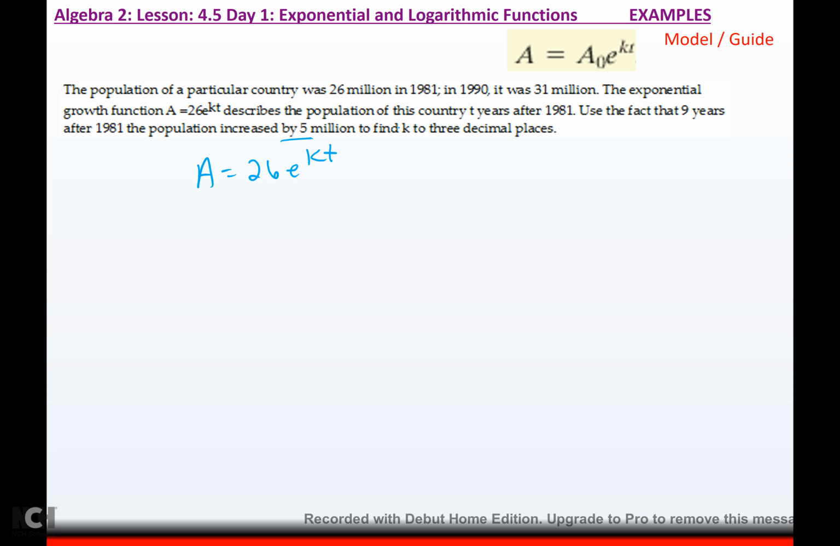Okay. So, whatever it was, here's the initial amount. Okay, it was 26 million. If you want the final amount, they told you that it increased by 5 million, so they're telling you that the final population was 31 million. Equals 26e to the k times 9, because we're talking 9 years later. So isolate, divide by 26.